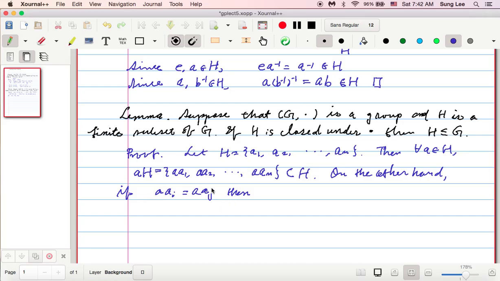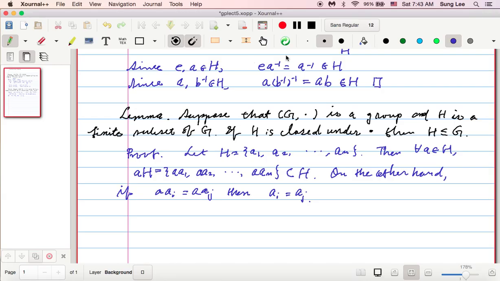So we can multiply each side of this by A inverse. So we get AI equals AJ. Okay? So whenever these two are the same, AI has to be same as AJ. As you know, when there is a mathematical statement, its contrapositive is also true. They are logically equivalent, right? So what is the contrapositive of this?